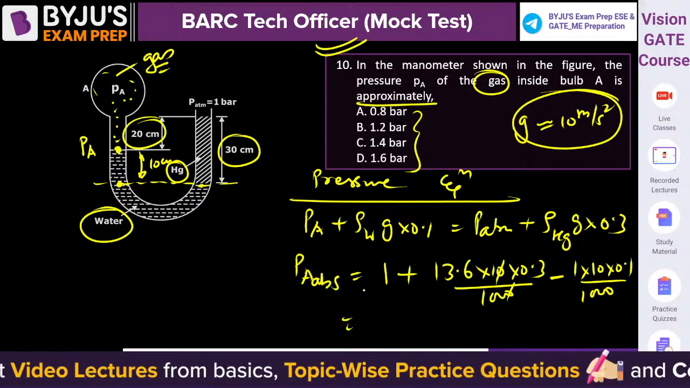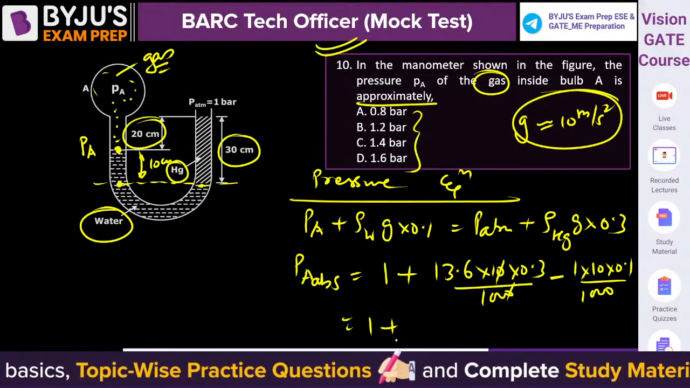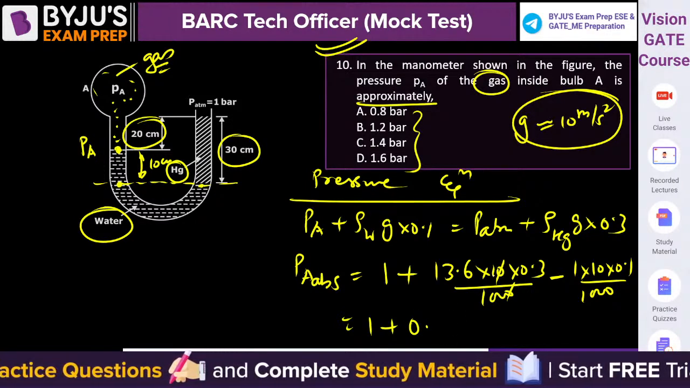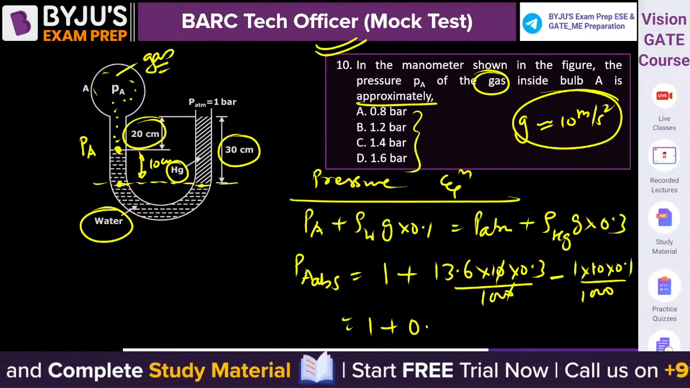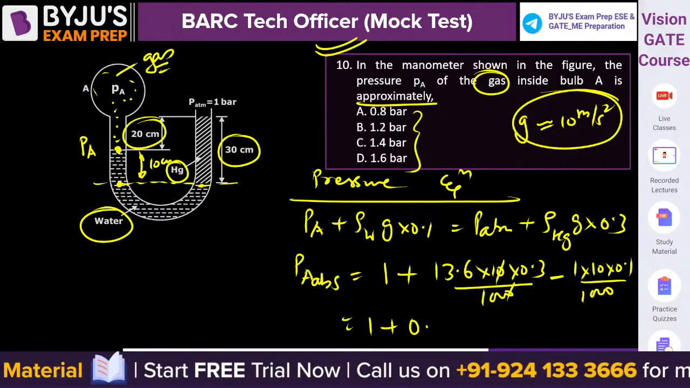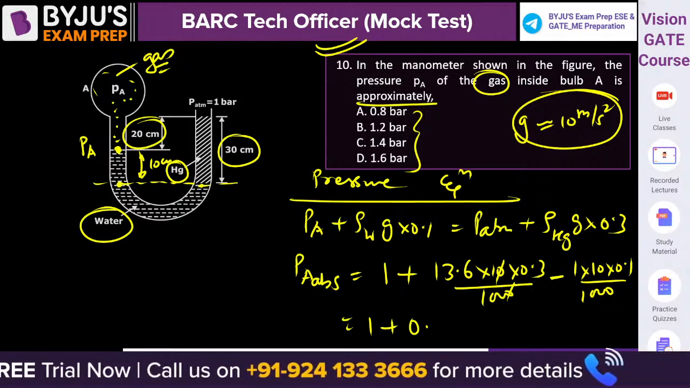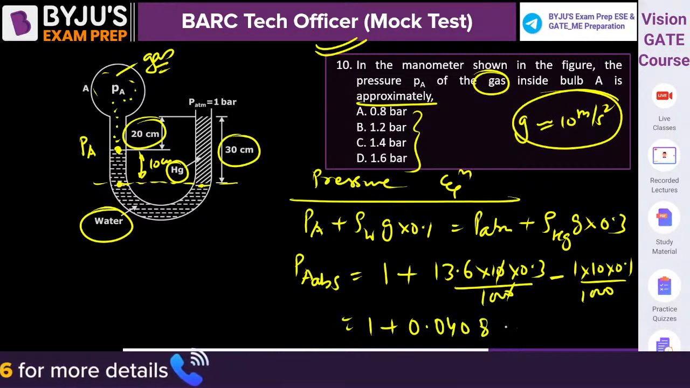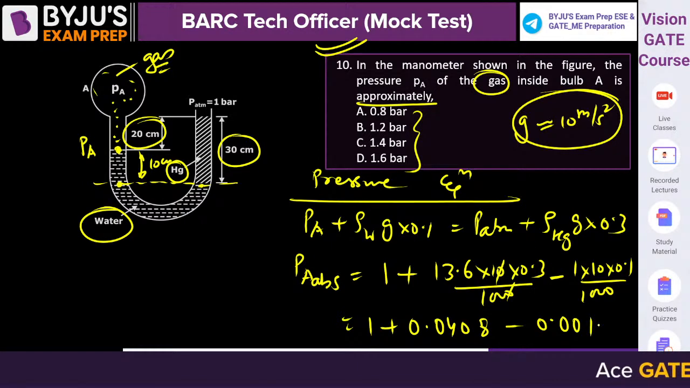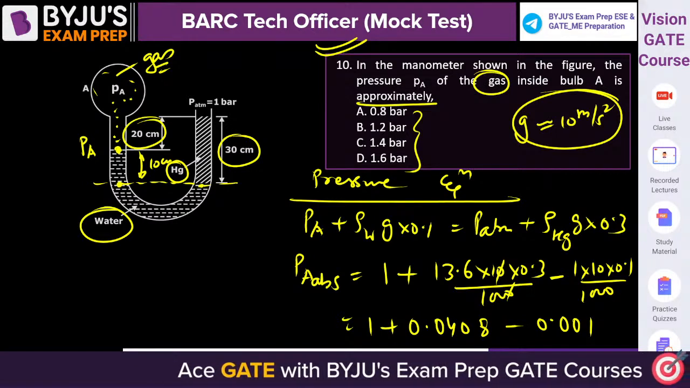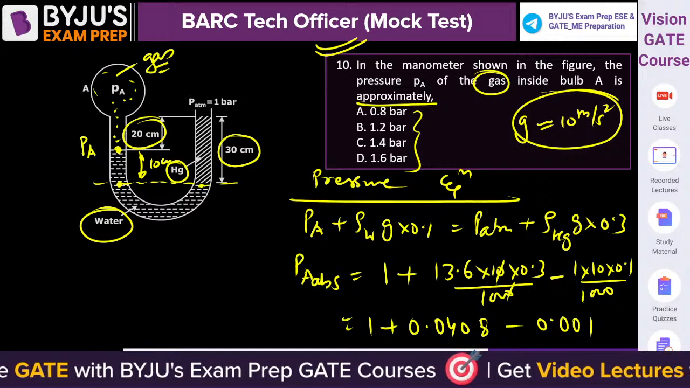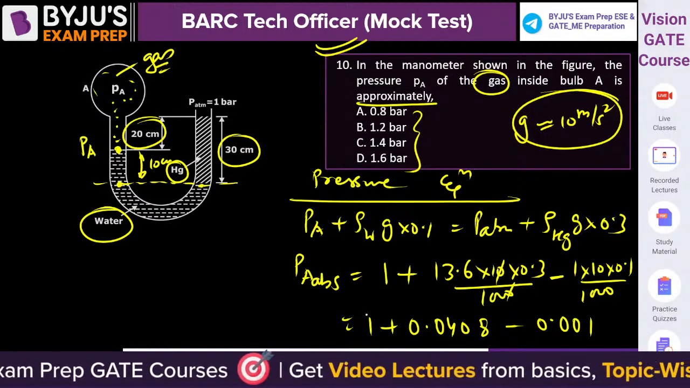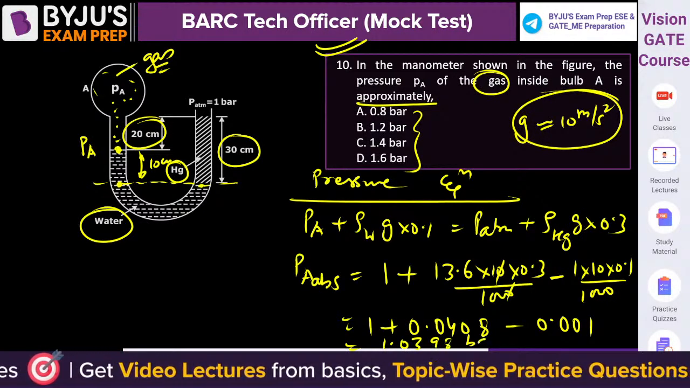So how much is that? 1 plus... Can you solve it? 13.6 into 0.3 divided by 100, 0.0408, minus how much will this be? 1 by 1000, 0.001. So 1 plus 0.0408 minus 0.001, 1.0398, that is 1.0398 bar. Take care of the unit.